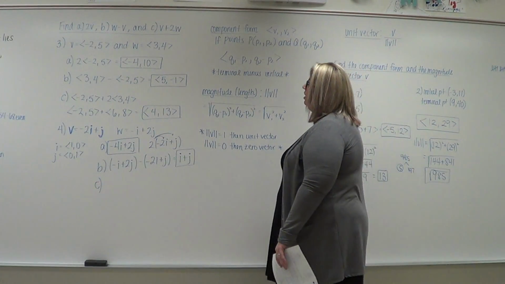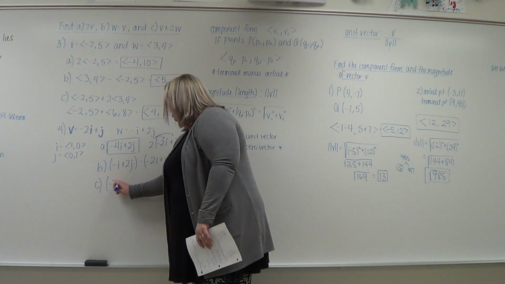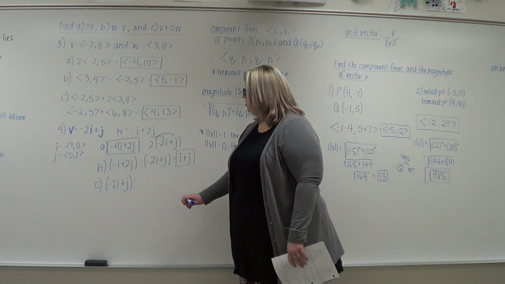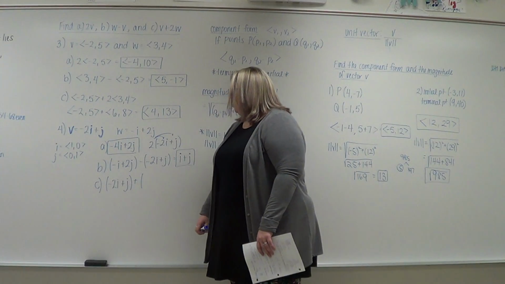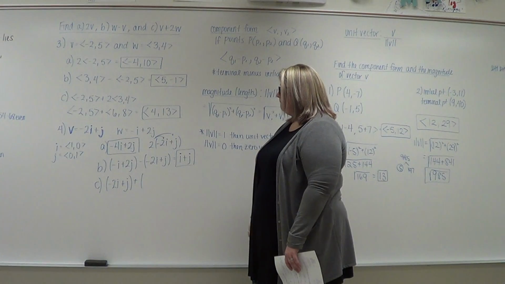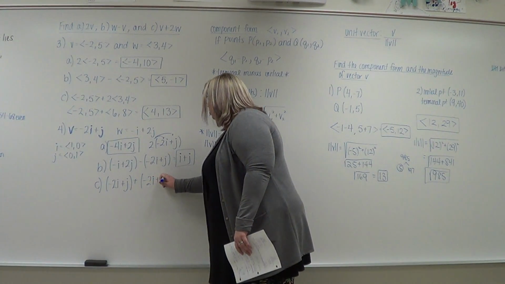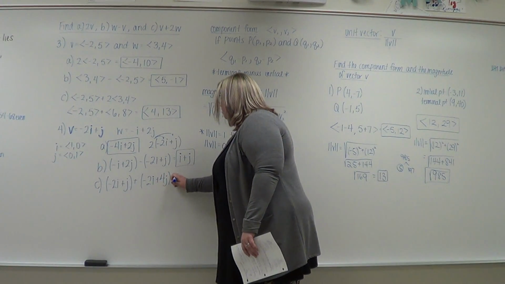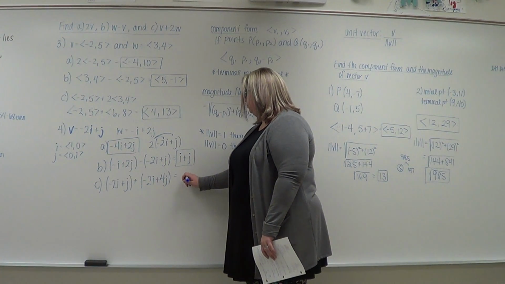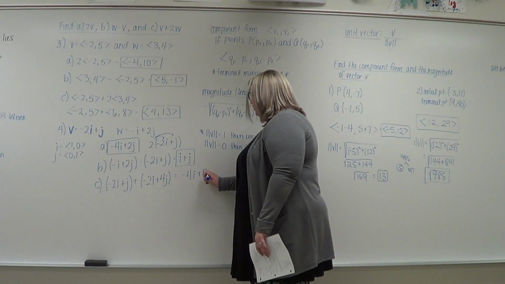And then C is v, so that's negative 2i plus j, plus 2w. What would 2w be? Negative 2i plus 4j. Good. So then what would my resultant vector be if I add these two together? 5j. No, close. Negative 4i plus 5j.